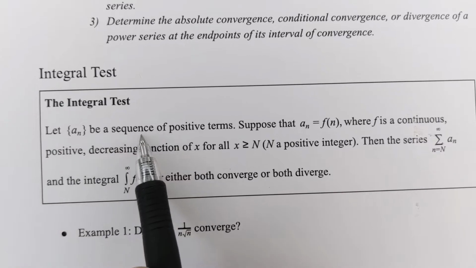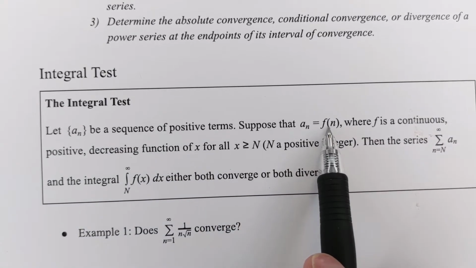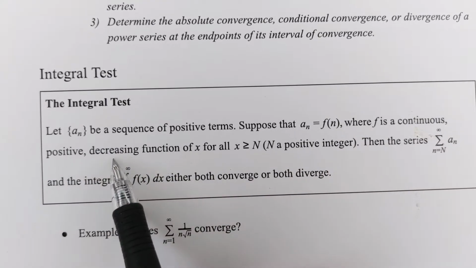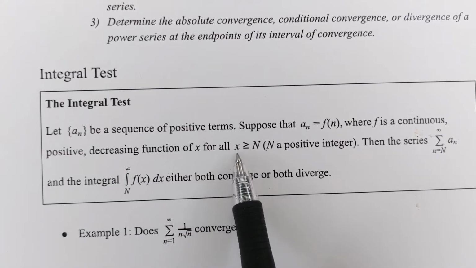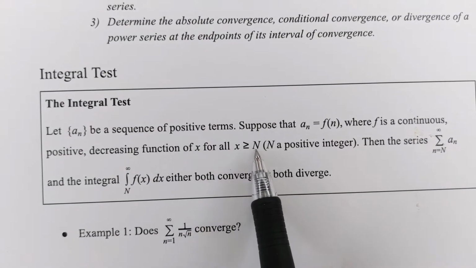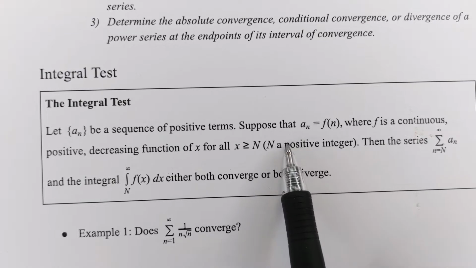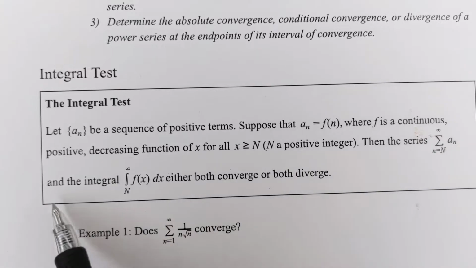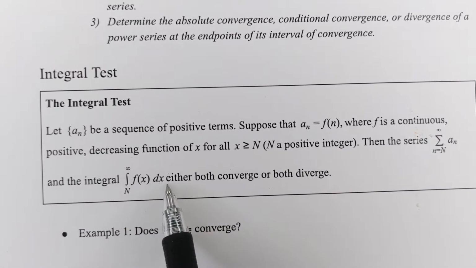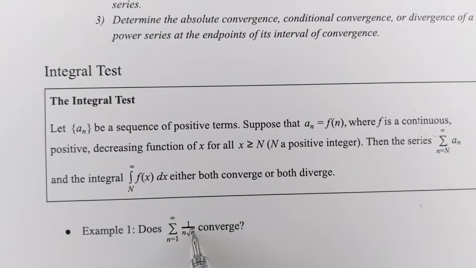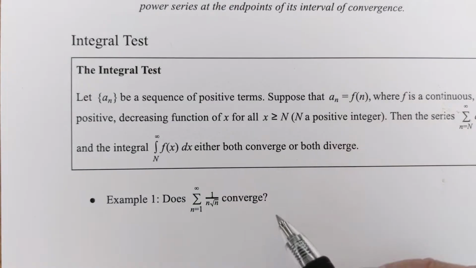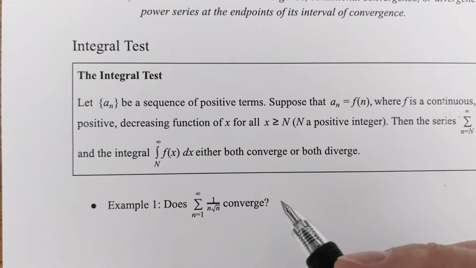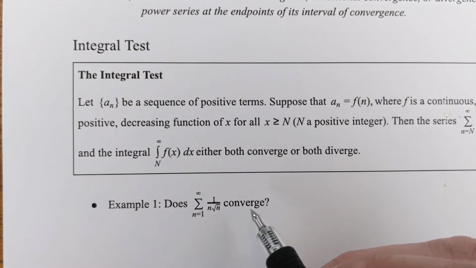So let a_n be a sequence of positive terms. Suppose that a_n equals f of n, where f is a continuous positive decreasing function for all x greater than or equal to N. So at some point, this function goes positive and stays positive. Then the series and the integral either both converge or both diverge. So does this converge? As long as n is greater than 1, we get a positive decreasing continuous function.